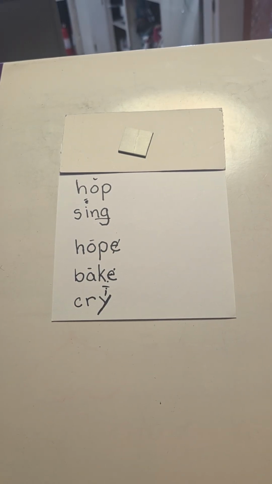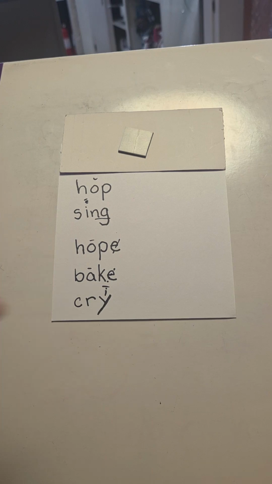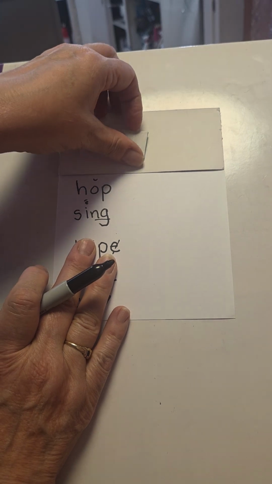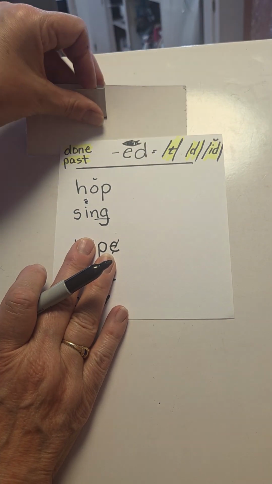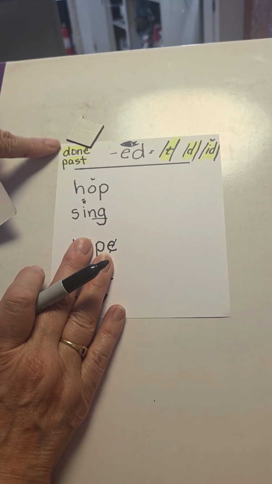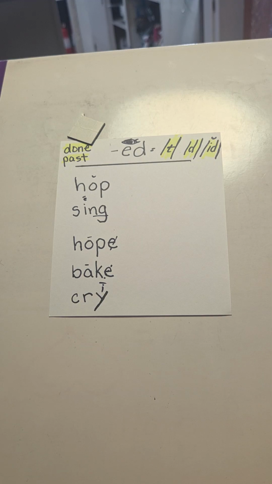We are going to have longer lessons on each one of these types of words and adding the ending ed on it. Ed means past tense. It means you already did the action. So I wrote the word done. Past. It's in the past. P-A-S-T. Not past like he passed me the plate of cookies.